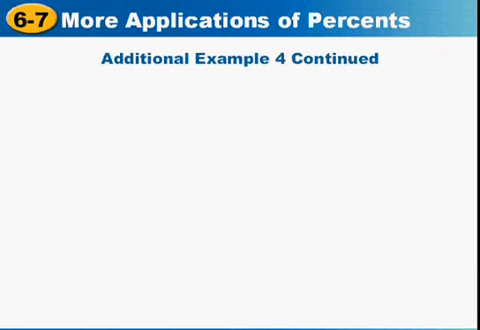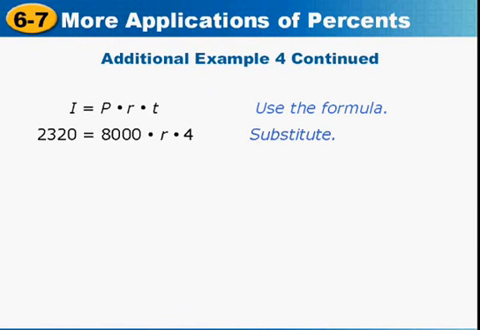Fantastic. Now we have I. So we can plug stuff in. I = PRT. $2,320 was what we found in the interest. He borrowed $8,000. We don't know the rate, obviously, because the question said, what's the rate? And time, his investment was for 4 years. Let's do 8,000 times 4. I know they're not next to each other, but we can multiply those.